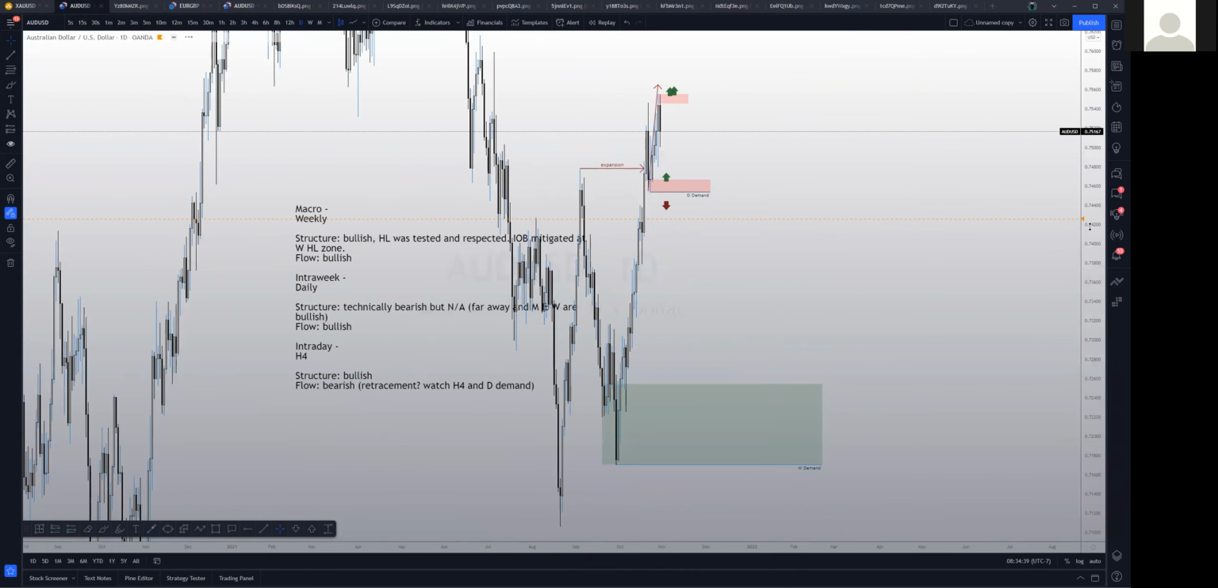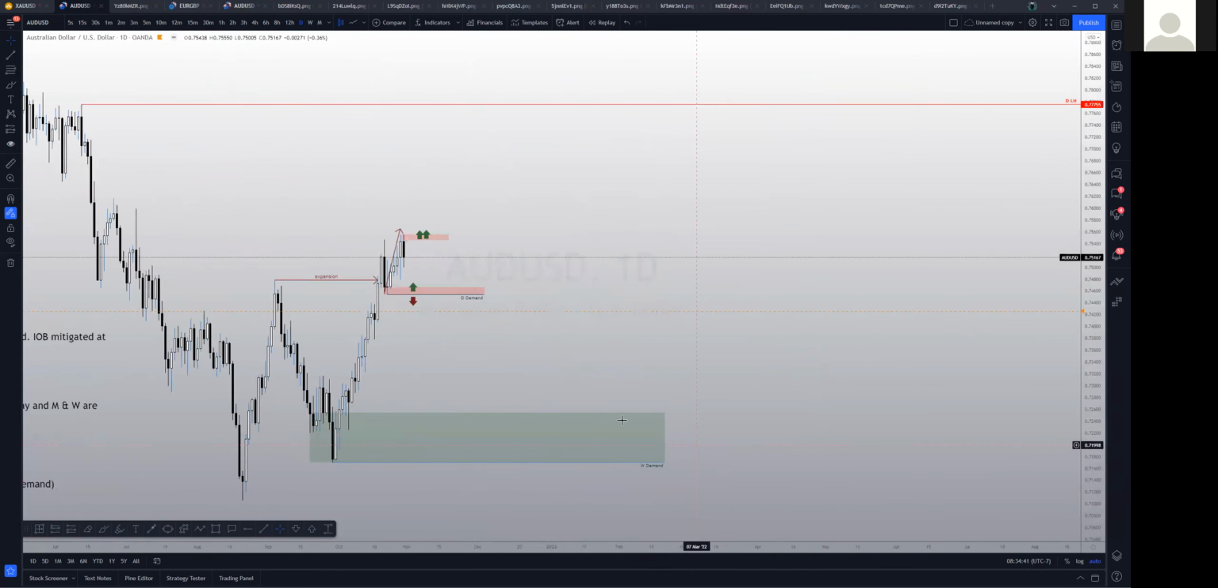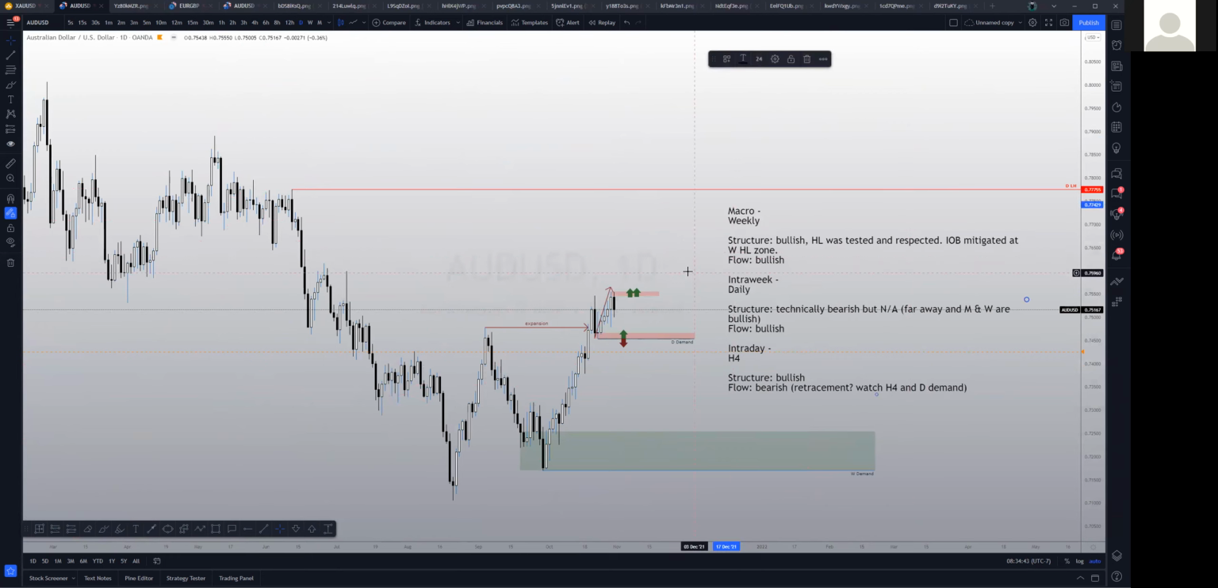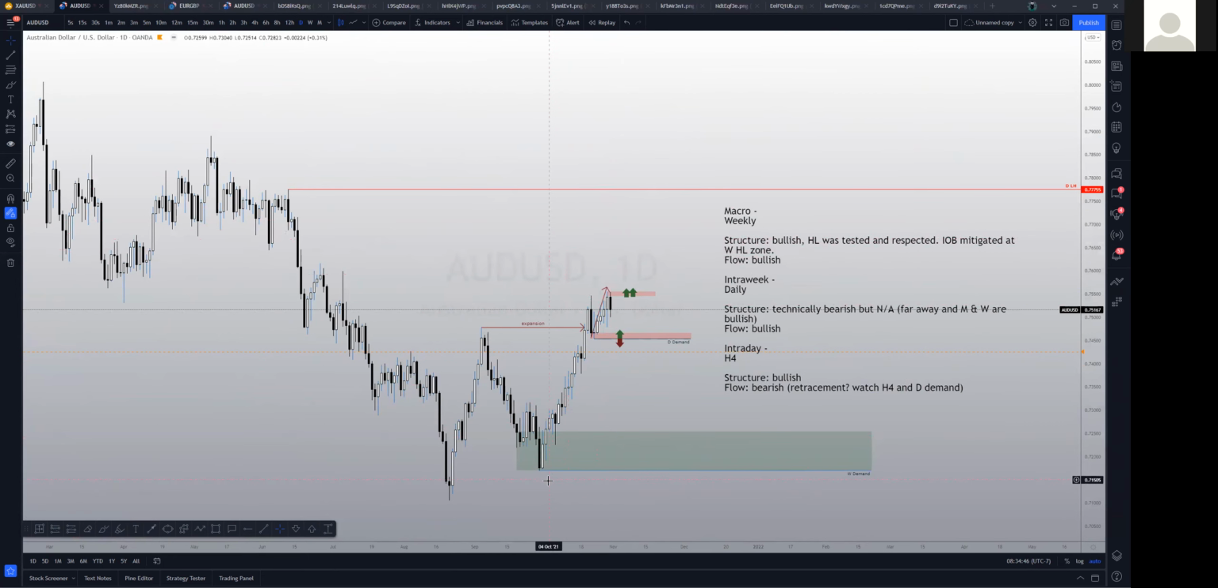AUDUSD, one of my favorites. I've got time frame notes for you here as well. Leave those right there. You can take a quick read.